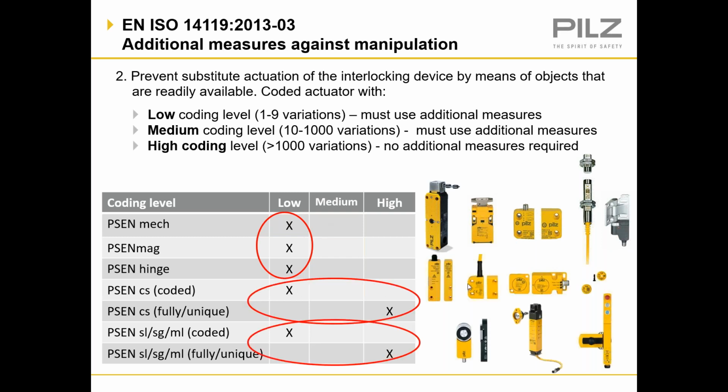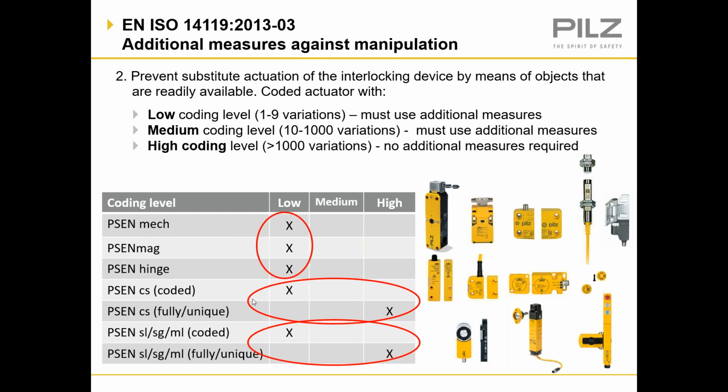If we look at our PCN code and our S-lock, M-lock, and gate lock, these are available either in low or high coding. And for Pilz, we call them either coded, fully coded, or uniquely coded. And what we mean by that is a PCN code coded switch means that we'll supply you with this switch and the actuator coded, but if the actuator fails, you can just purchase a new one and use it with the existing switch, and you can do that with no problems.